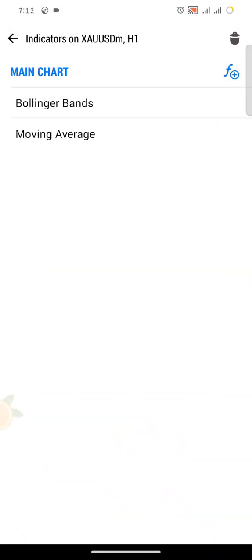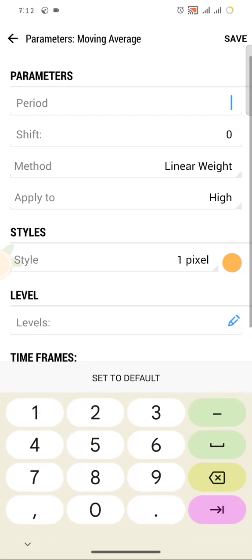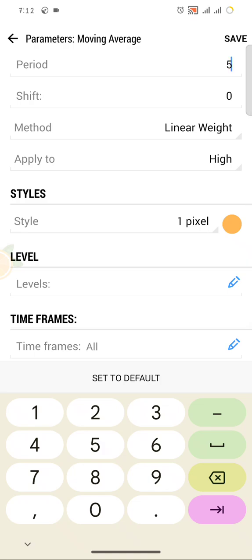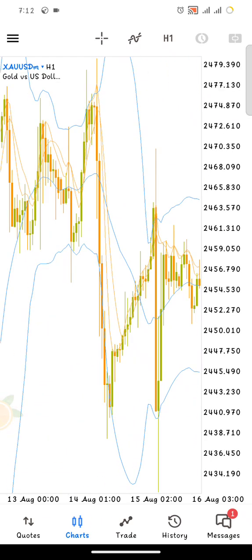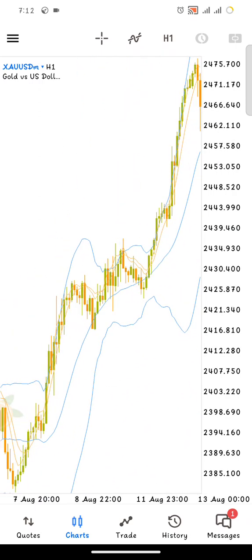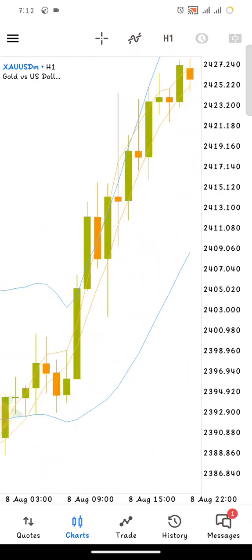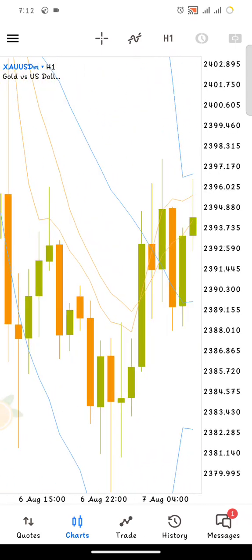Then save that. Also add another one, the same process. This time, change the period to 5, leave the method as linear weighted, apply it to high, let the color be the same, and save again. Now if we come to the chart, this is how it would look. If I go to higher time frames, this is how our bands will be looking.